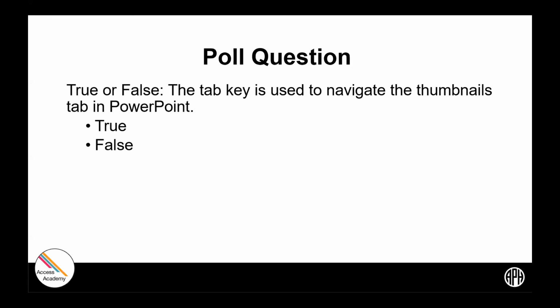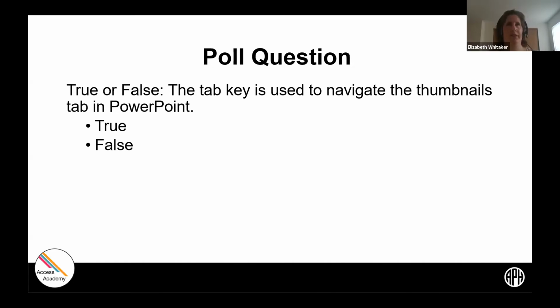All right. Looking at the poll questions so far, 57% of you have participated, so feel free to throw in some final answers. For the question true or false, the tab key is used to navigate the thumbnails tab in PowerPoint, 31% said true, 69% said false. Elizabeth, what was the correct response? It's false. You use the arrow keys to navigate the thumbnails pane.